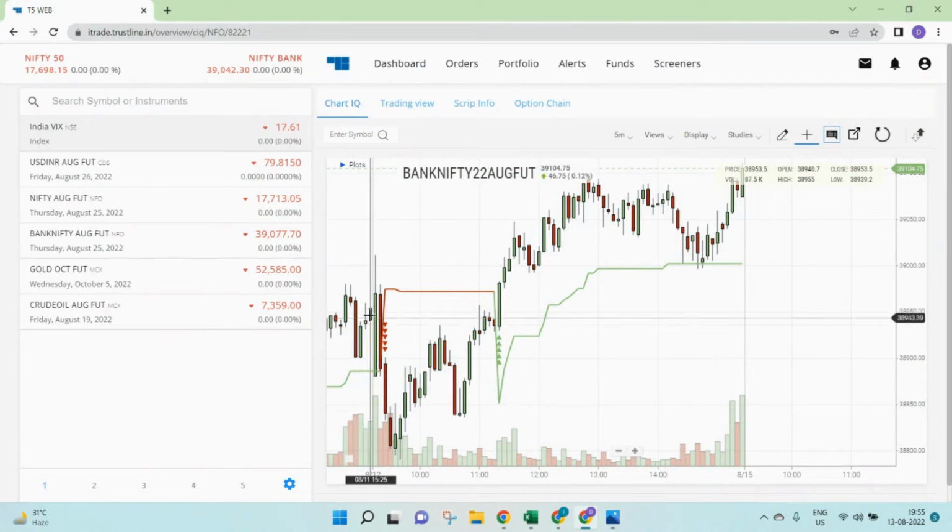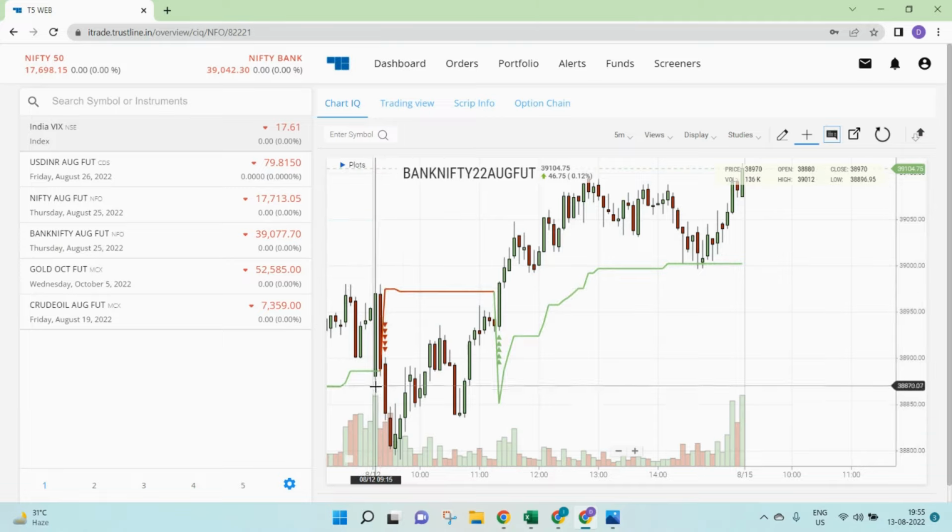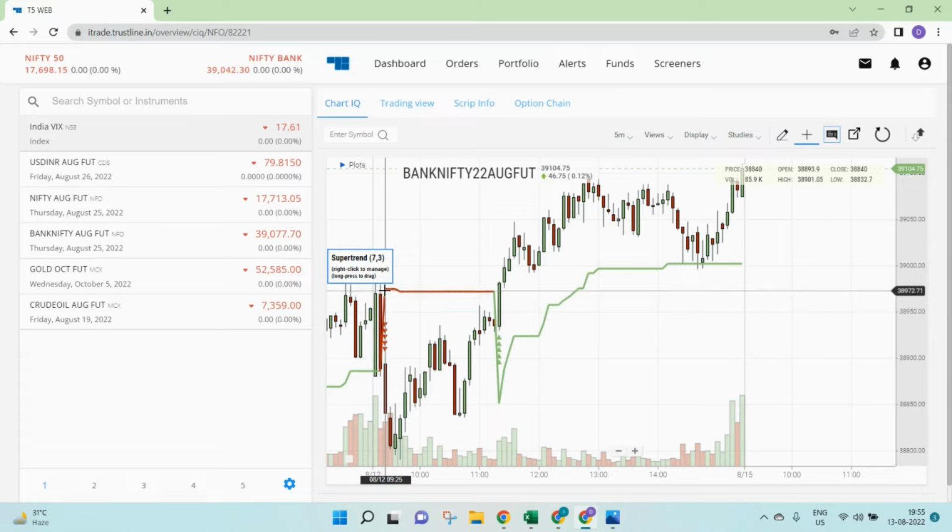Generally, what happens, if you see here, when the sell signal came, the super trend has to shift the direction. So whenever the direction is shifted, the super trend value is very far away from the current market price. In this particular case, our super trend value was 38975, and our closing price on that candle is 38840. Quite a difference.